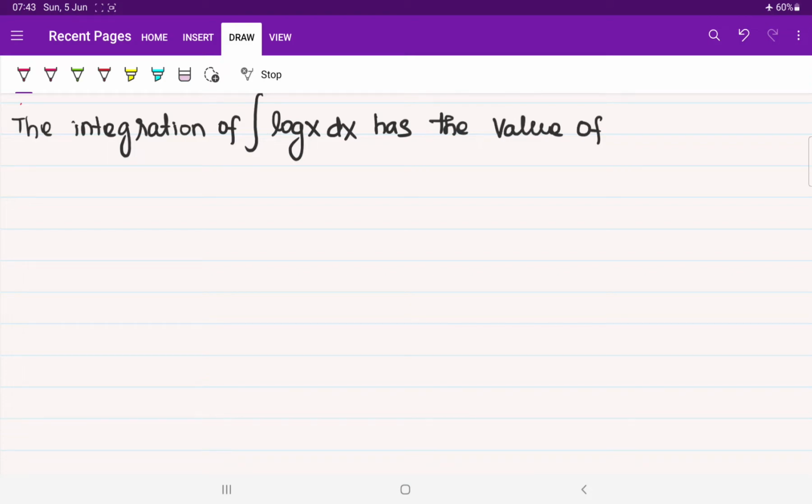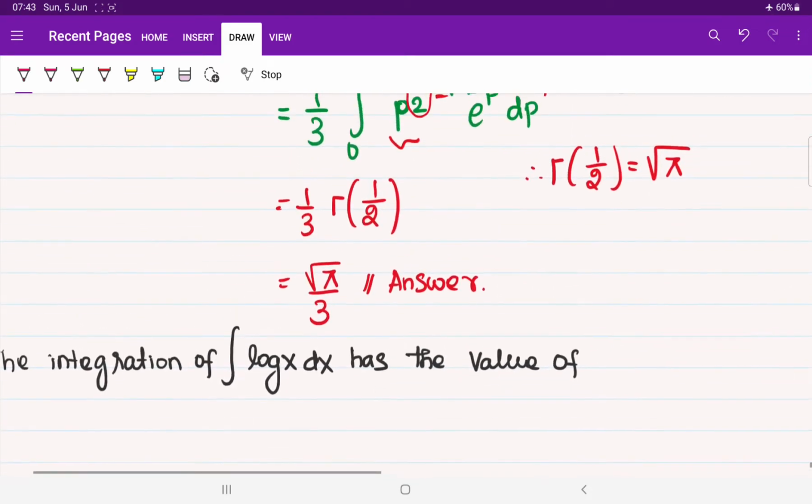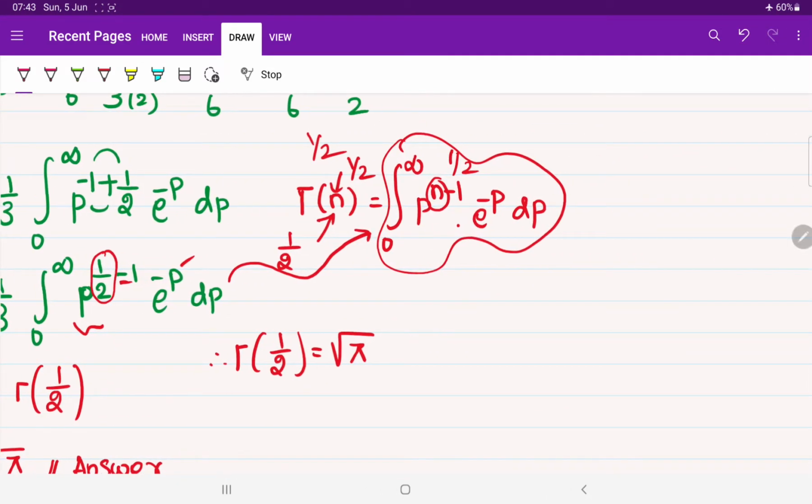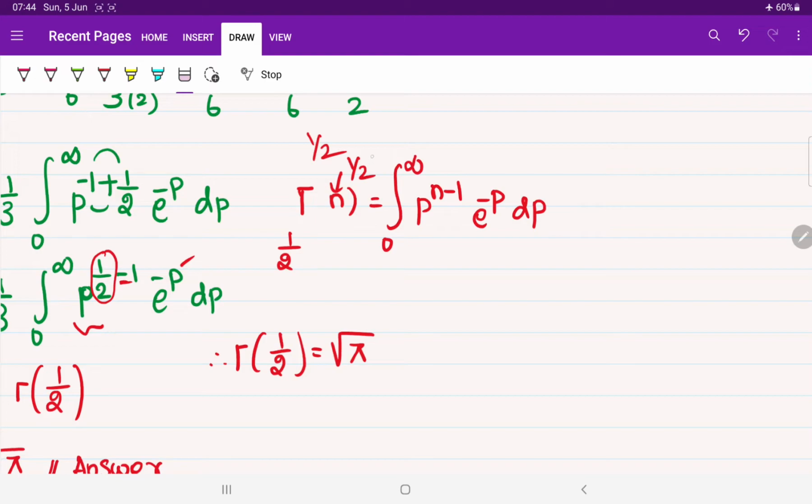Gamma of n can be written as the integral from 0 to infinity of t power n minus 1. See there, I have written gamma of n equal to the integral from 0 to infinity. Here we have taken p, right? So p power n minus 1 into e power minus p into dp. That is very important to note down, because most of us are not aware of it, and because of that we struggle while solving problems in the examination. So this is the relation.